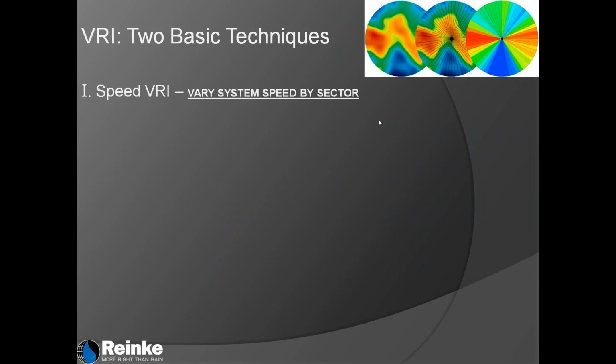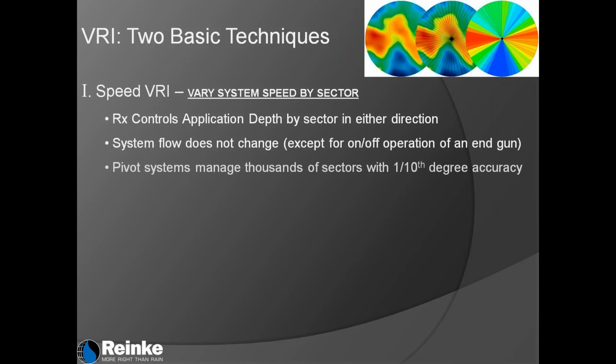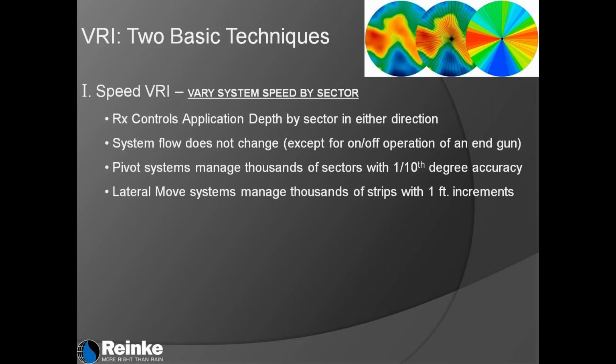Of course, with the two basic types of VRI, our speed VRI allows the grower to make his prescriptions in 1/10 of a degree increments. I know there's some out there that limit you to 2 degrees and maybe even 1 degree, but Reinke has set theirs up to 1/10 of a degree, which doesn't mean you're going to have a prescription where you're changing speed every 1/10 of a degree, but it allows you to make that change exactly where you want it to be, not a degree or two off. So we put that in there for that reason.